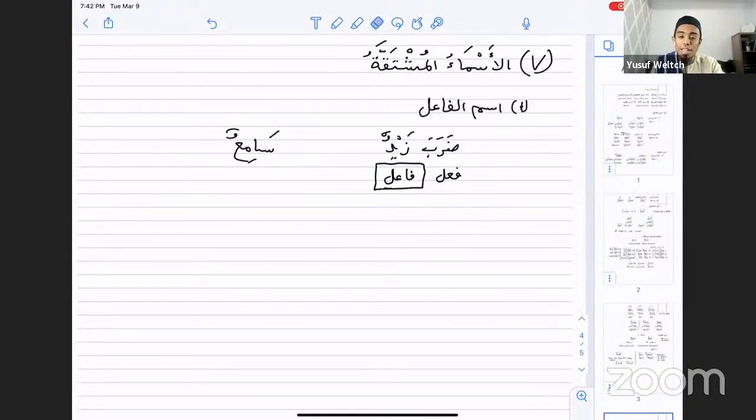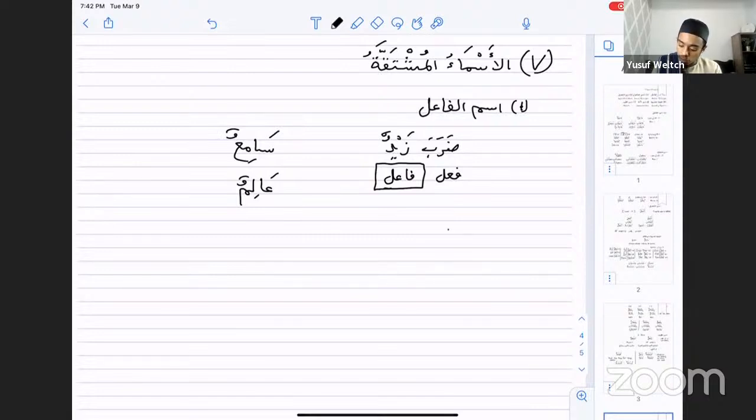It means a hearer, a person who hears. Or alimun is a person who has knowledge. So it's a type of word regardless of where you put it in any sentence. If I said daraba zaydun, zayd is the fa'il of the sentence. It's not an ism fa'il. Zayd is just a regular name.